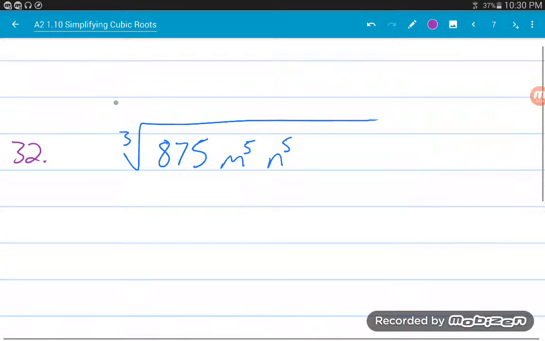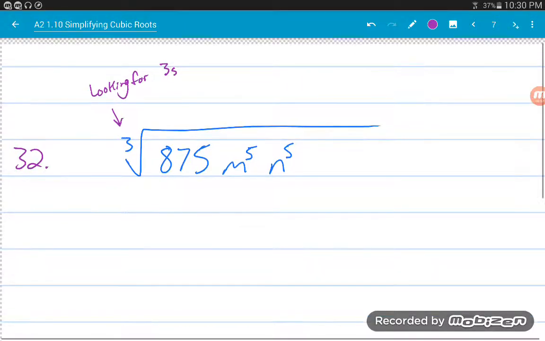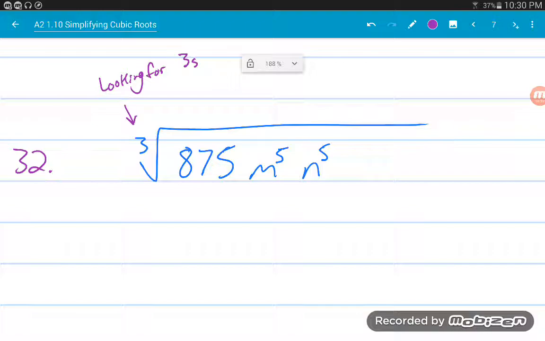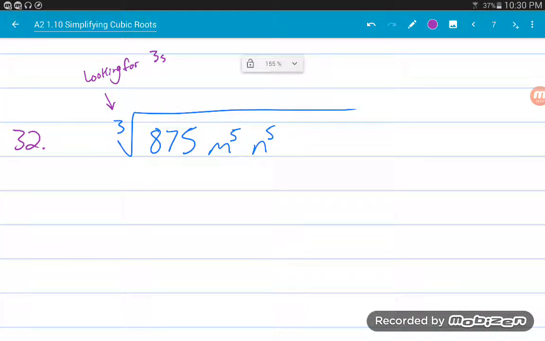We're looking for 3's. How do I know? Because of that 3 right there. We're looking for 3's. That means things like x cubed or 2 cubed or 5 cubed, right? We're looking for cubes. That's what we want. So what we're going to do is break up the number. That number 875 has to be divisible by one of our perfect cubes or we can't simplify it.